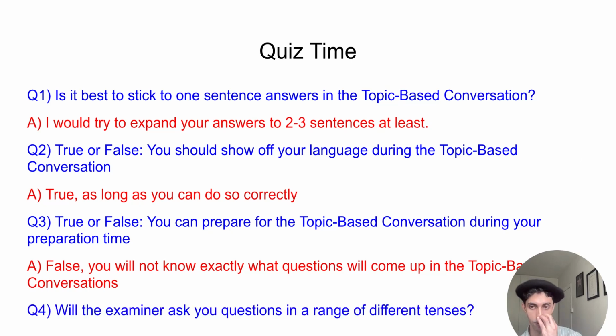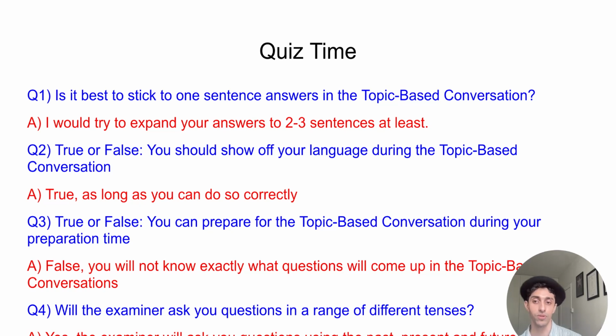Question 4, the final one, is: will the examiner ask you questions in a range of different tenses? I'm going to show the answer for this too. The answer is yes. The examiner will ask you questions using the past, present, and future tenses. They do this on purpose in order to try and prompt you as a student to use a variety of different tenses and as wide a range as you can.